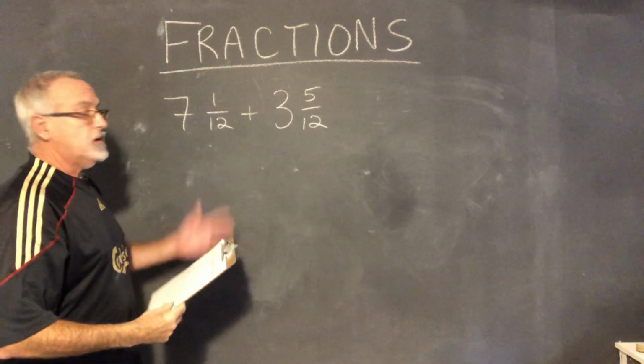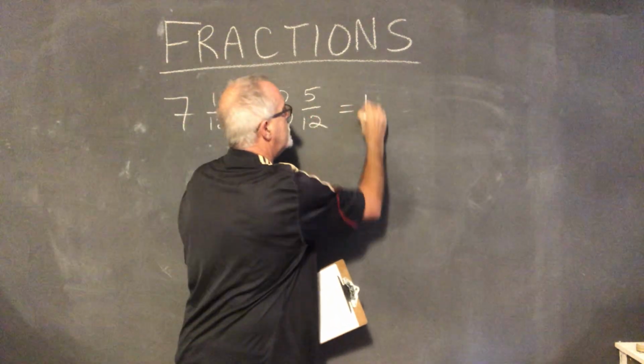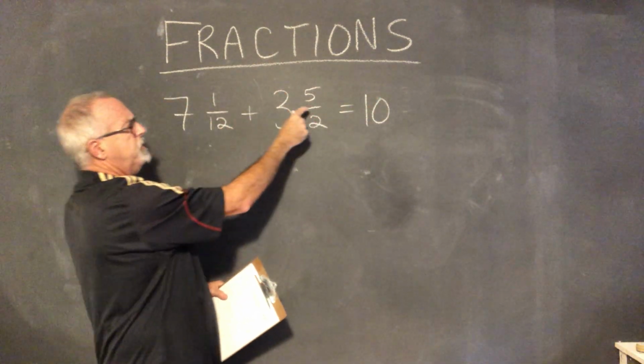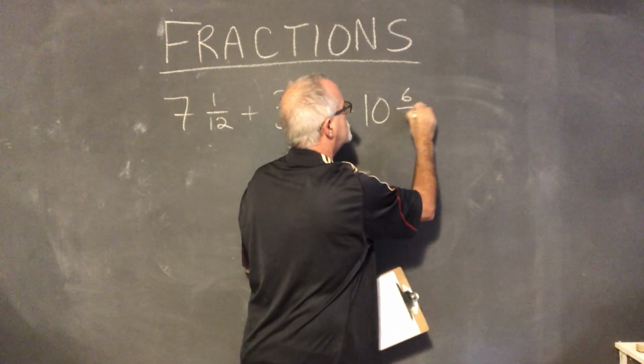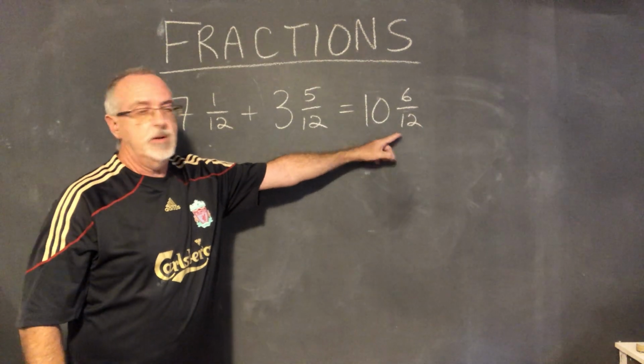Okay, I can just go right ahead and do it because the denominator is common. 7 plus 3 is equal to 10. And 1/12 plus 5/12 is 6/12. Aha, I have my answer. It is the correct answer, but I can reduce this.